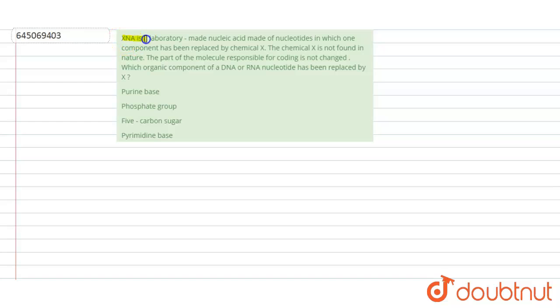Hello students, have a look at the question. The question is: XNA is a laboratory-made nucleic acid made up of nucleotides in which one component has been replaced by chemical X. Chemical X is not found in nature. Which part of the molecule responsible for coding is not changed? Which organic component of a DNA or RNA nucleotide has been replaced by X? Options given are purine base, phosphate group, 5-carbon sugar, pyrimidine base.